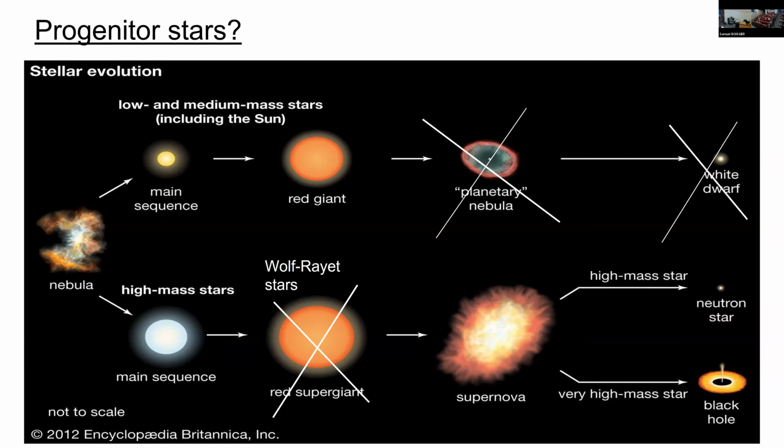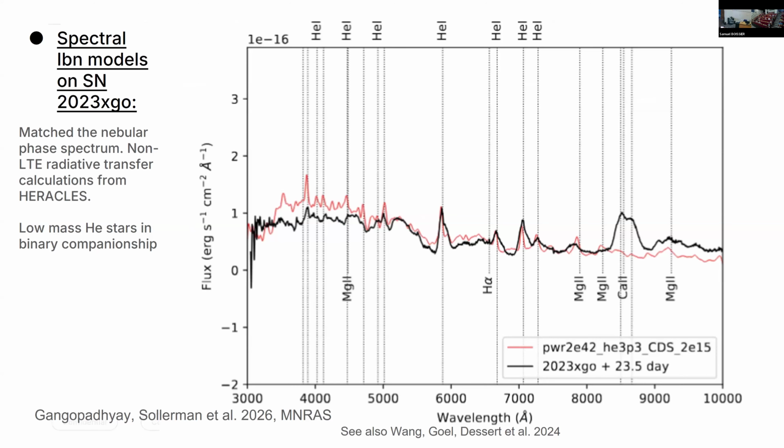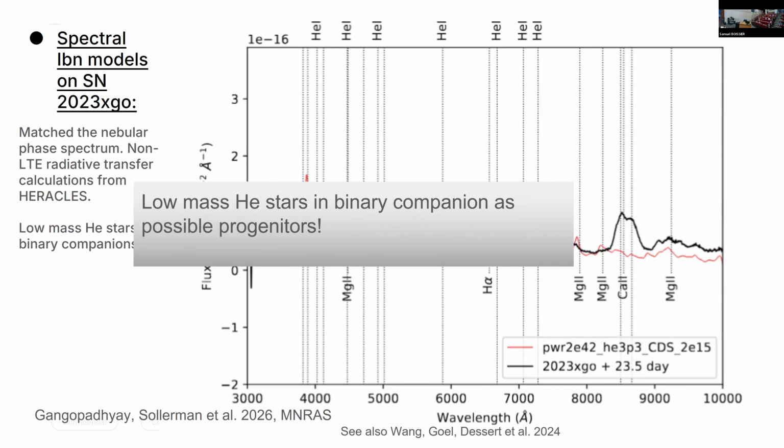If you look into the single star picture, it could be Wolf-Rayet stars, but we cannot account for such low ejecta masses using a single Wolf-Rayet star, probably. So for that object, we also used the non-radiative LT transfer models from Luc Desart, and we find that a very low mass helium star, like a 3 solar mass helium star in a binary companion, kind of matches our observed profile.